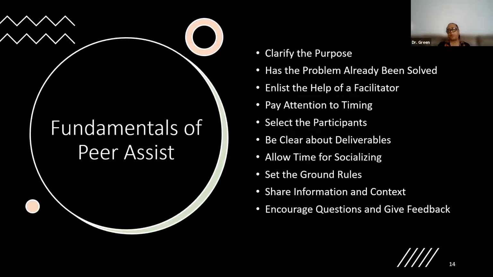Select the participants. I think it's self-select, but a lot of times people will bring those participants together for a peer assist when it's more of them. A lot of times I like for it to be more of a one-on-one and then gradually lead to more participants. Be clear about the deliverables.